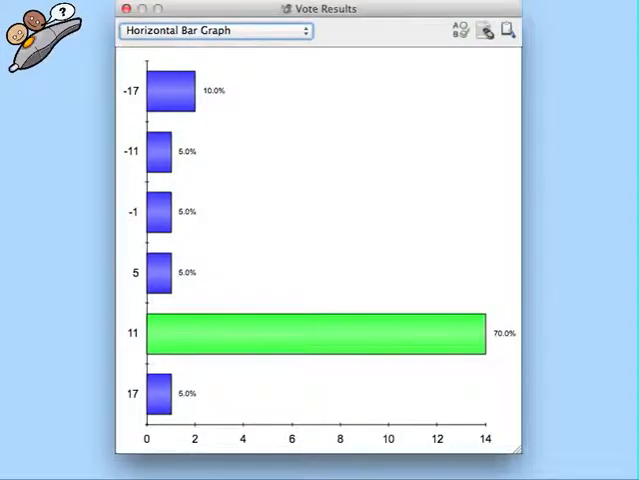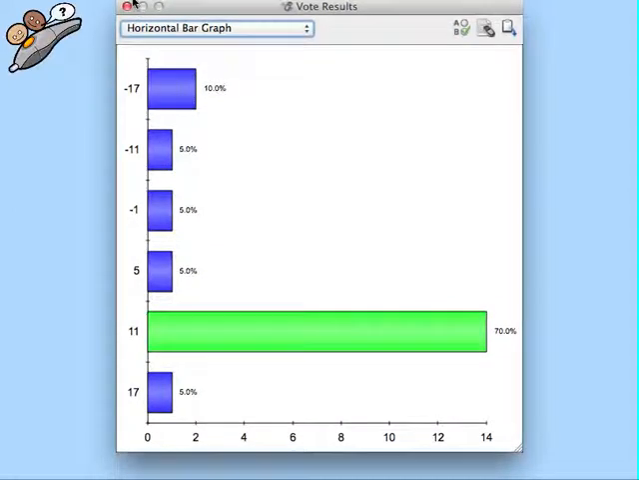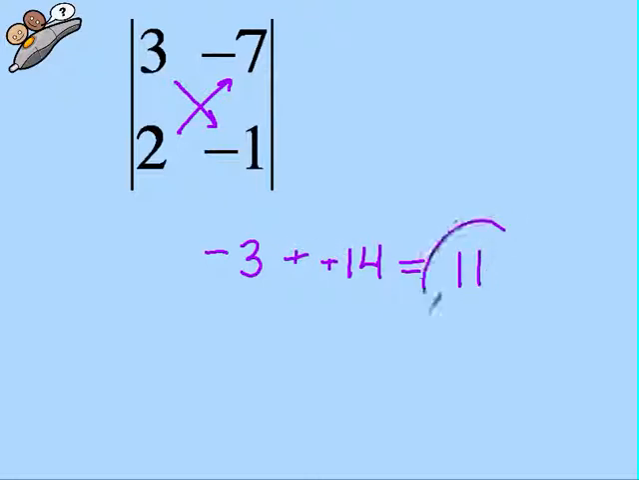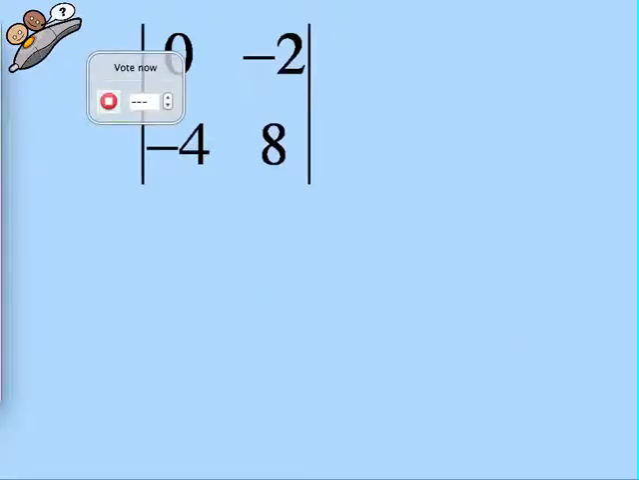Okay, answer is 11. Nice job. So how we get 11 is we are going to take the first diagonal here. I get negative 3. Okay? Minus this diagonal here, which is negative 14. So negative 3 minus negative 14, you add the opposite. Your answer is 11. All right, you try again. Okay?